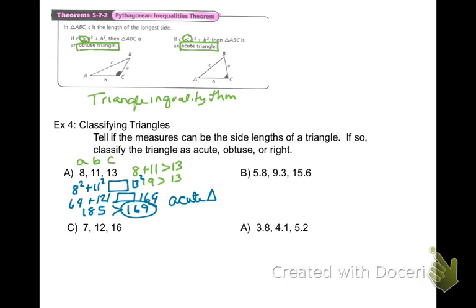Okay, so let's try B. We first start with the triangle inequality theorem. So it's 5.8 plus 9.3 is greater than 15.6. So 5.8 plus 9.3 is 15.1, and is that greater than 15.6? Is that a true statement? No, it is not. So it is not a triangle.